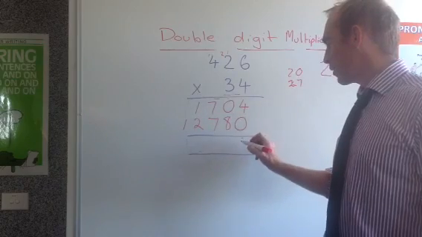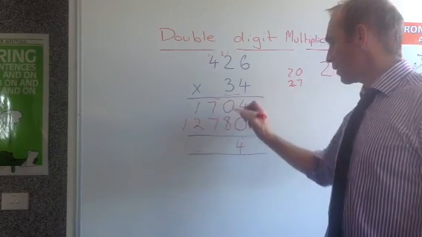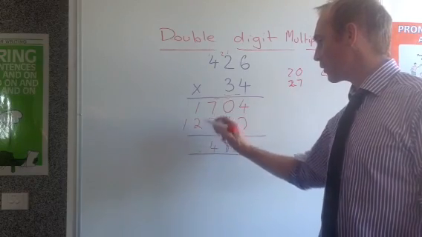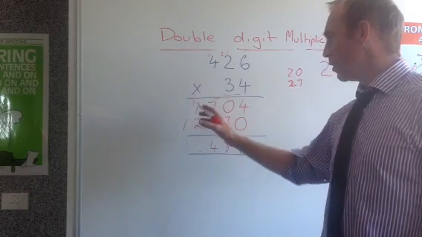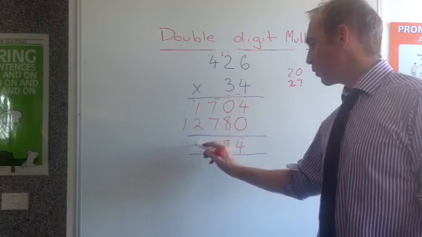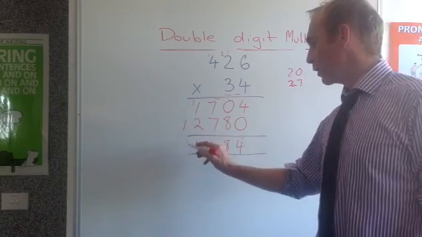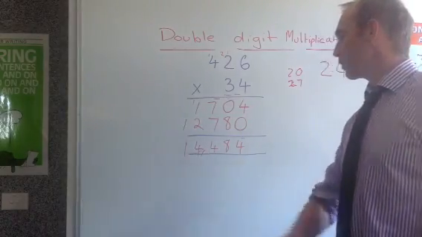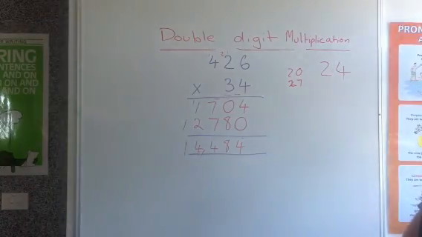So 4 plus 0 is 4. 0 plus 8 is 8. 7 and 7 is 14. 4 goes down, carry the 1. 1 and 1 is 2, and 2 is 4. And 1 is 1. So my answer there is 14,484.